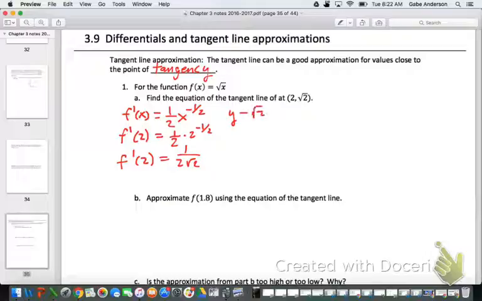y minus root 2 is equal to 1 over 2 root 2 times x minus 2. And I would just leave it right there. You can, of course, put that into slope-intercept form if you want to. That's not a problem, but you can leave it like that, and that is definitely an equation of the tangent line.